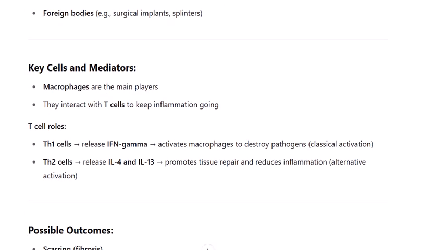Key cells and mediators. Macrophages are the main players. They interact with T cells to keep inflammation going. T cell roles: Th1 cells release IFN gamma, which activates macrophages to destroy pathogens, called classical activation. Th2 cells release IL-4 and IL-13, which promotes tissue repair and reduces inflammation, called alternative activation.